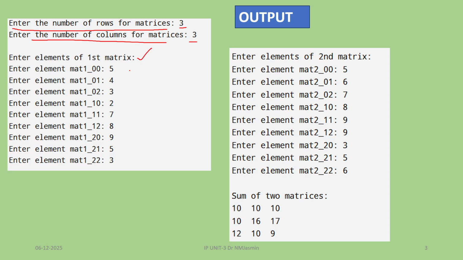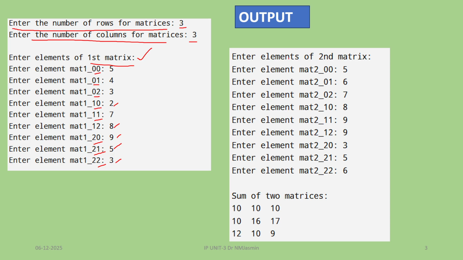I randomly chose the values. At location 0 0, I took 5. At 0 1 location, I took 4. At 0 2 location, I took 3. At 1 0 location, I took 2, and at 1 1 location, I took 7. At 1 2 location, I chose 8. At 2 0 location, I chose 9. At 2 1 location, I chose 5, and at 2 2 location, I chose 3. Thereby I got the first matrix.